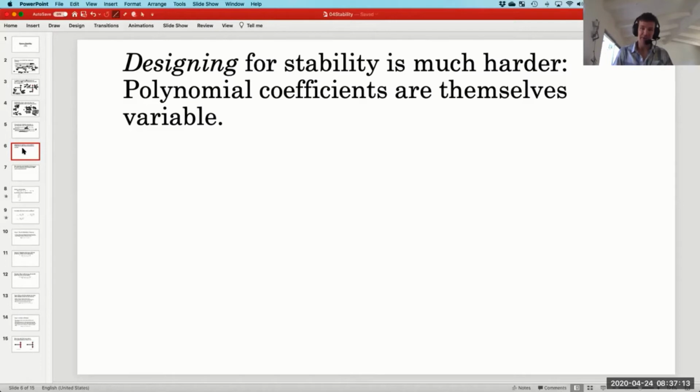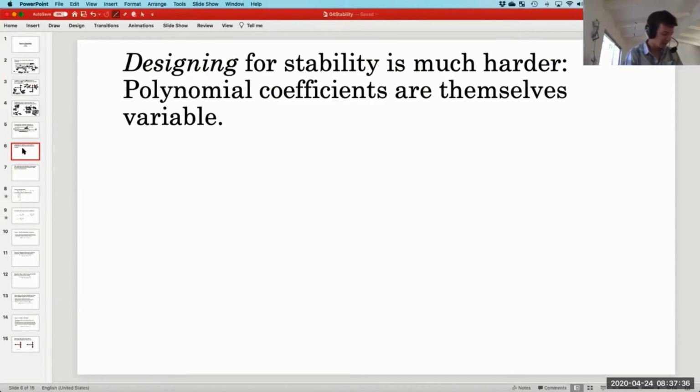Designing for stability is a significantly harder process. Designing for stability means that the coefficients of the denominator of your transfer function aren't set in stone. They aren't finite numbers. They aren't fixed numbers. They are variables. And plopping a variable into a root finder is a vastly different algorithm.